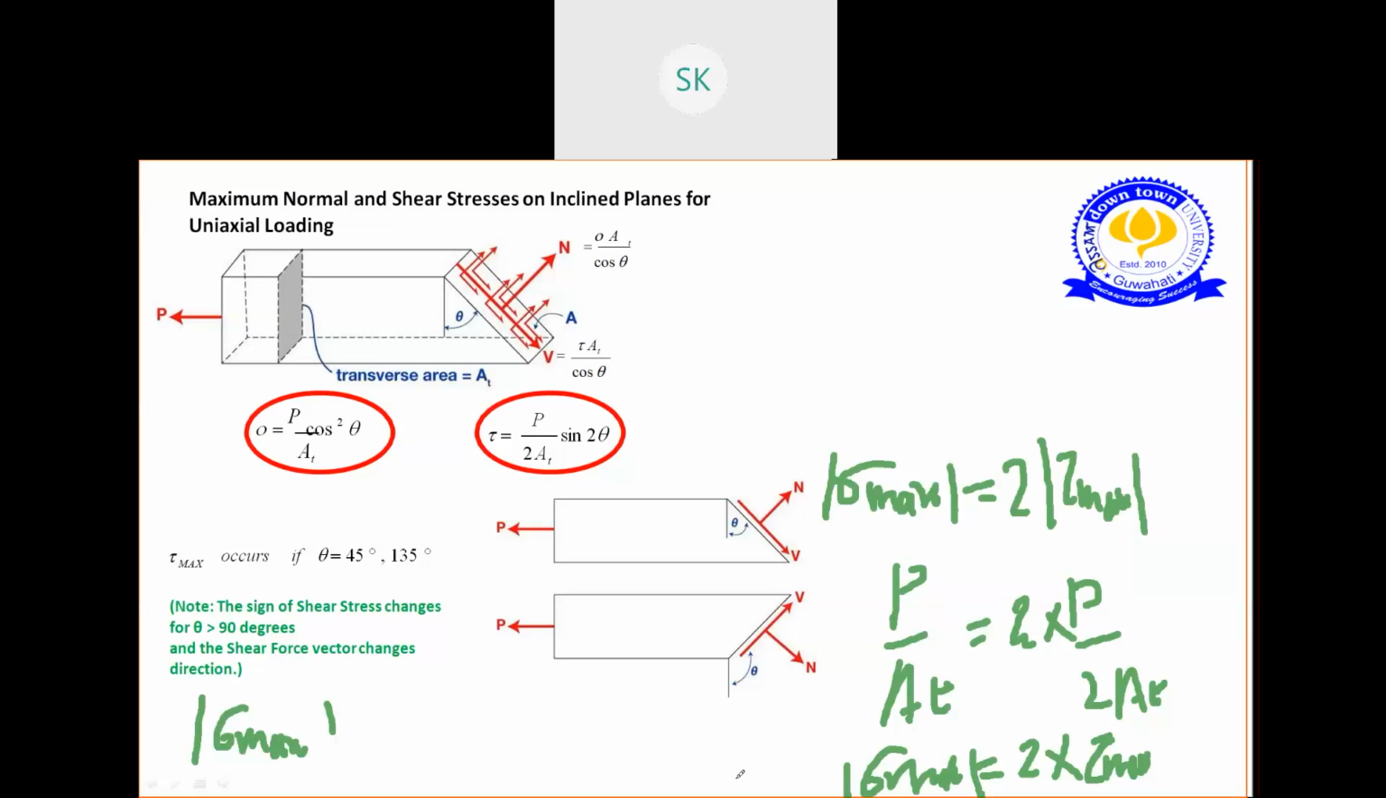And remember this part. There can be an MCQ question, like in the first sessional exam, about when the sign of shear stress changes, when theta is more than 90 degree, more than 30 degree, or more than 100 degree, like this. Questions may come in that way.